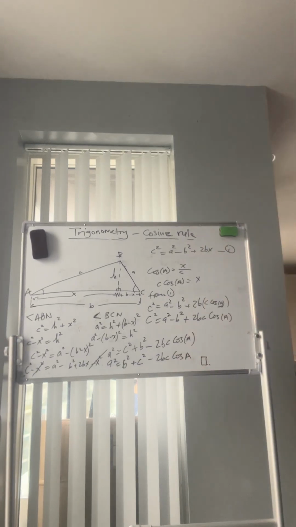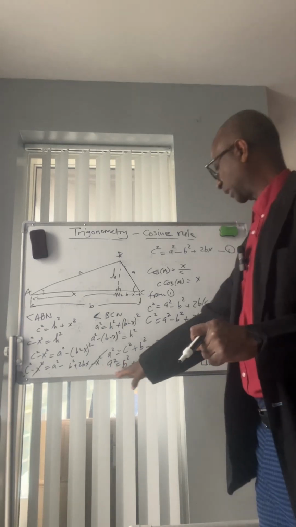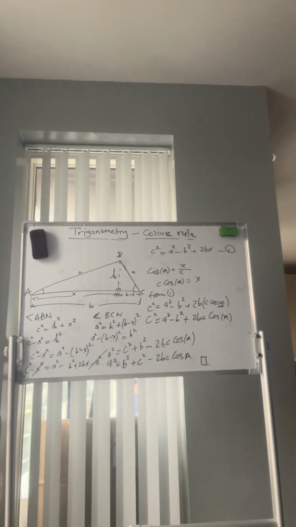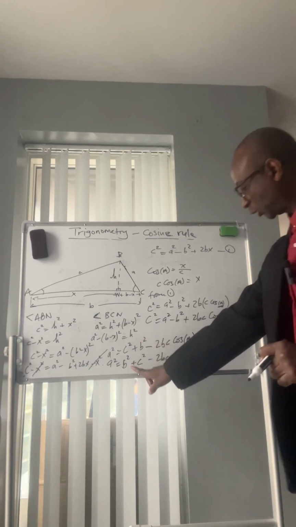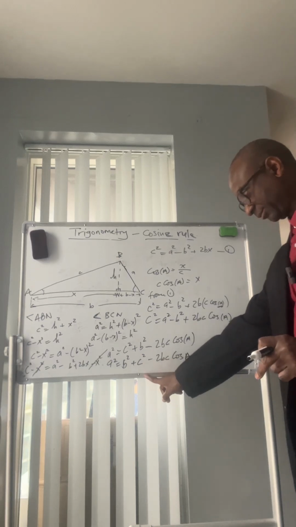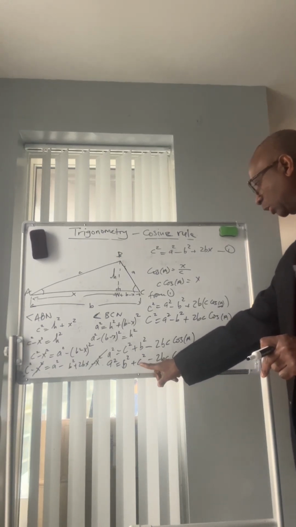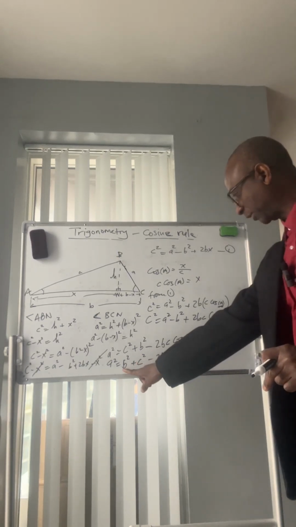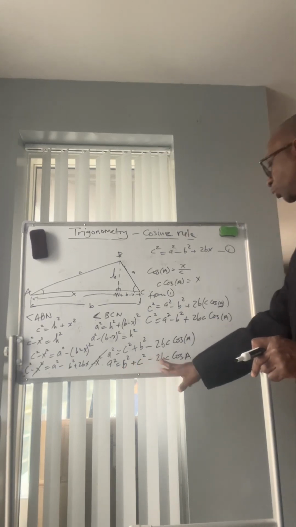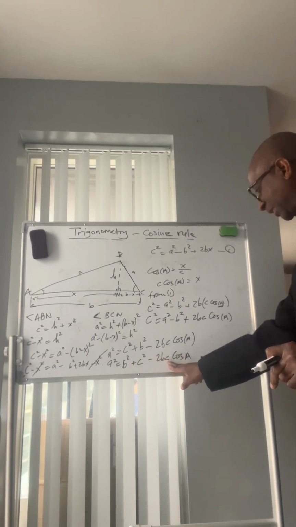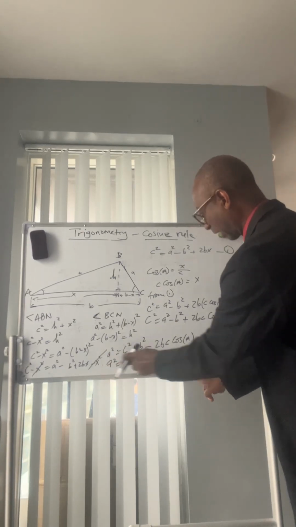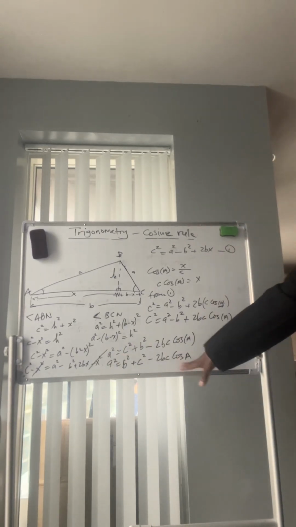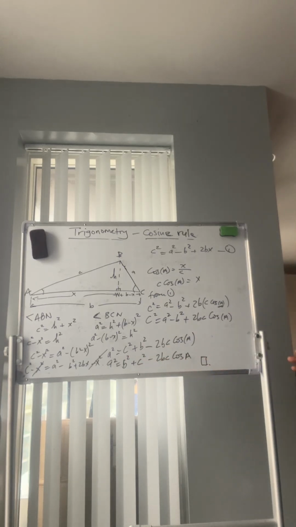We have derived the cosine rule. This is the cosine rule. This is a powerful formula. So a squared equals b squared plus c squared minus 2bc, and the cosine will be of the angle A, the angle opposite the side a. I hope you can see the relationship here.